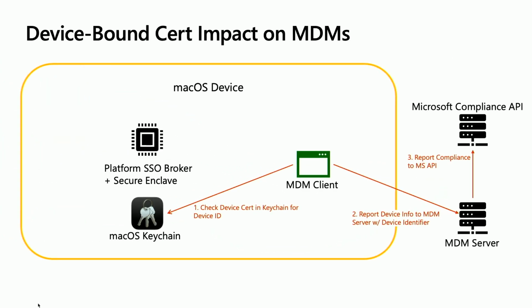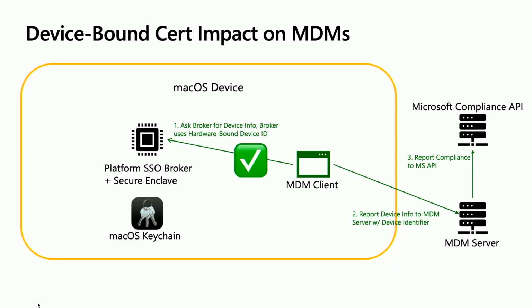Now, this also applies to MDMs. When we rolled this out, we said, make sure you talk to your MDM vendor to make sure that they support this, because if they don't, you're going to break that device-based conditional access, and we don't want to do that. If your MDM client is reaching into the keychain to pull some sort of device ID information out, again, it's not there, it's in the secure enclave, so that's not going to work, so it won't be able to report back whatever it's doing to the MDM server to set the compliance. And we don't want to break that. Device compliance is a super important security control. We want to make sure we're continuing to do that.